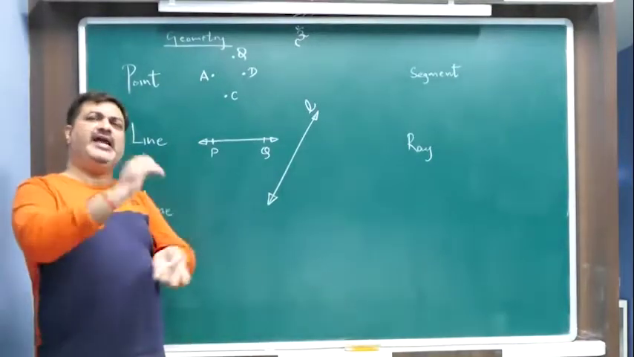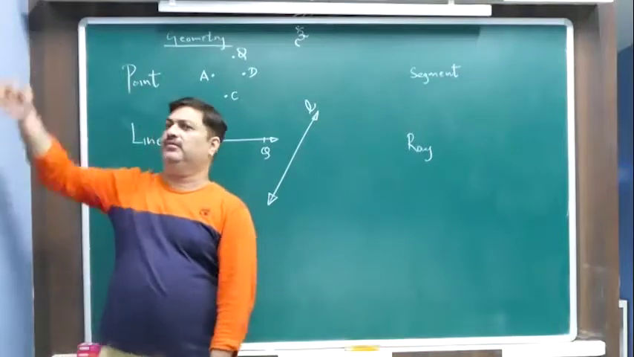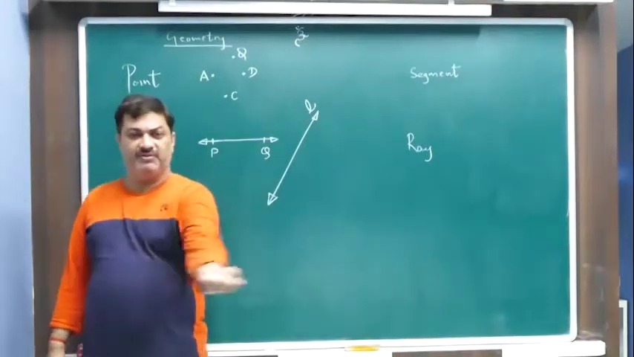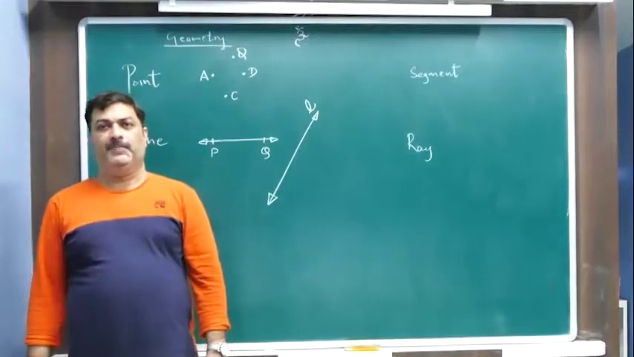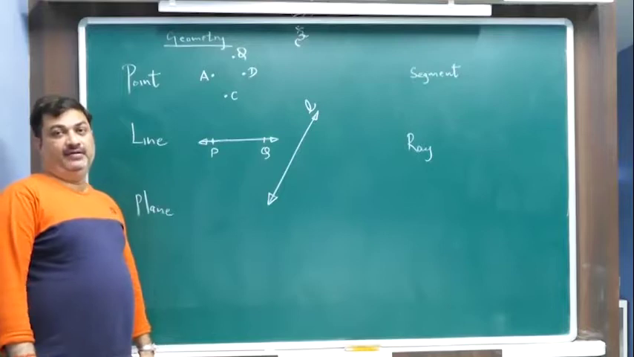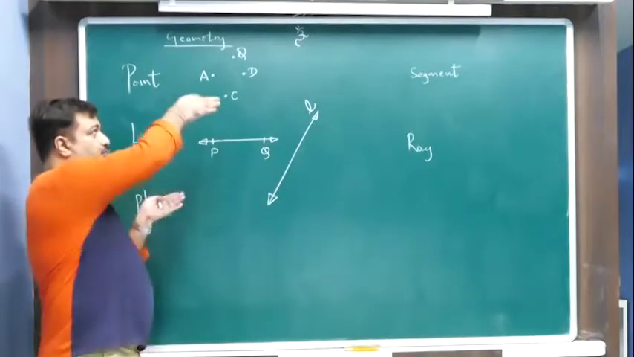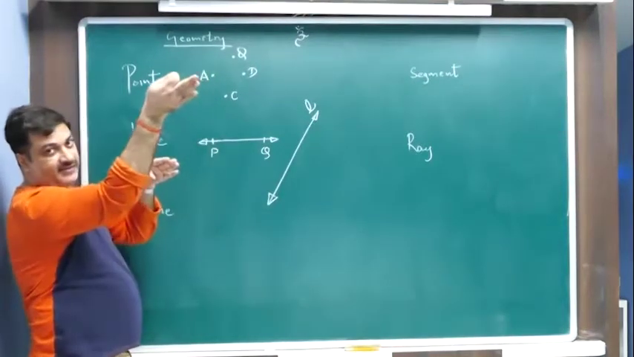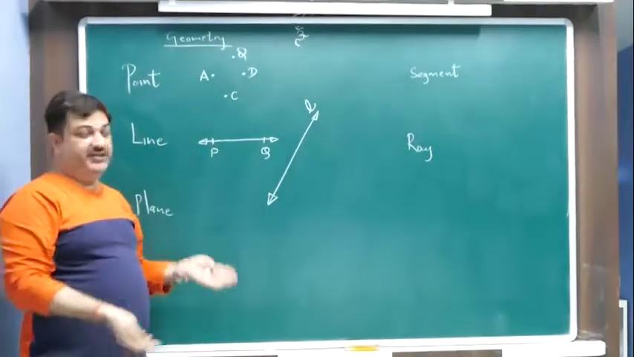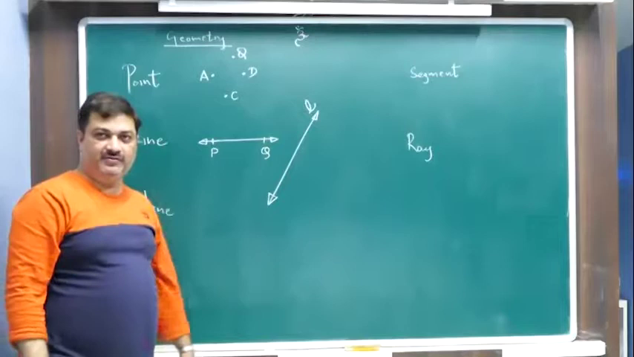A plane can be in any angle. This wall is a plane. This ceiling is a plane. This ground is a plane. This table is a plane. Okay? Fine. So, I can make the plane slanting also. If supposing this board comes out this way, still it is a plane. Only thing is the angle of the plane is changed.